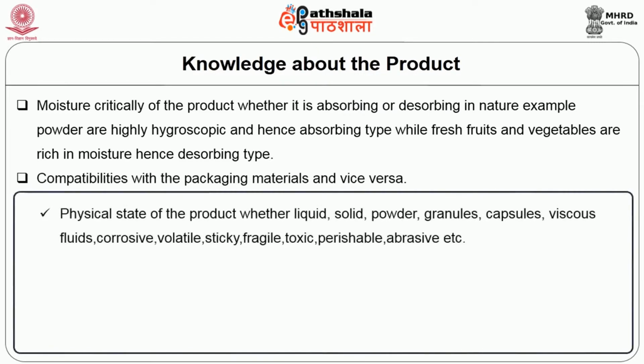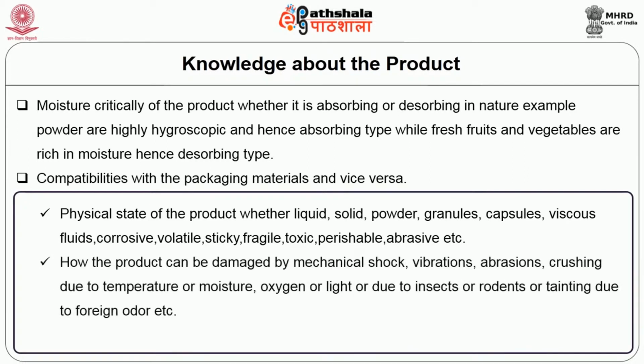Physical state of the product: liquid, solid, powder, granules, capsules, viscous fluids, corrosives, volatiles, sticky, fragile, toxic, perishable or abrasive, etc. How the product can be damaged by mechanical shock, vibrations, abrasions, crushing, due to temperature or moisture or oxygen or light, or due to insects or rodents, or tainting due to foreign odor, etc. Biological hazards like ants, rodents, termites and insects.